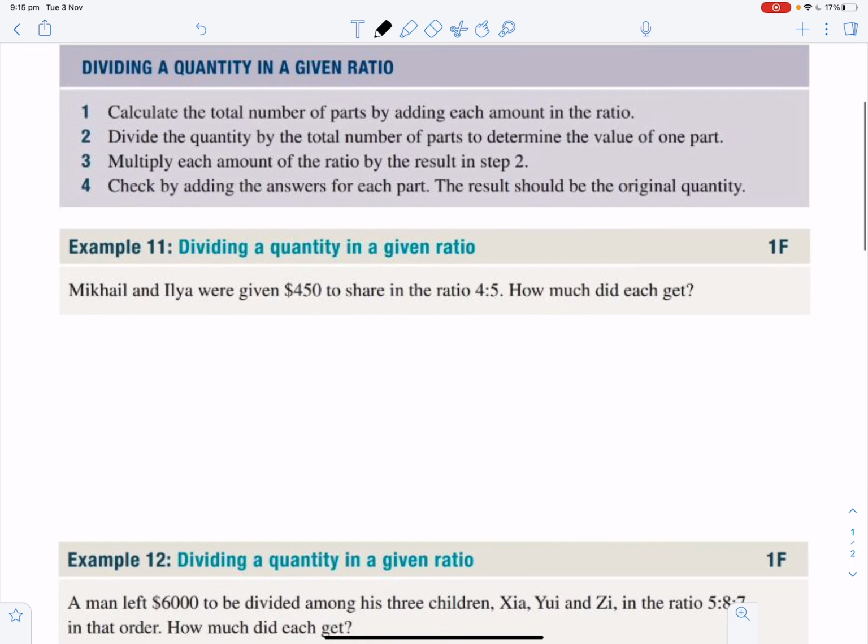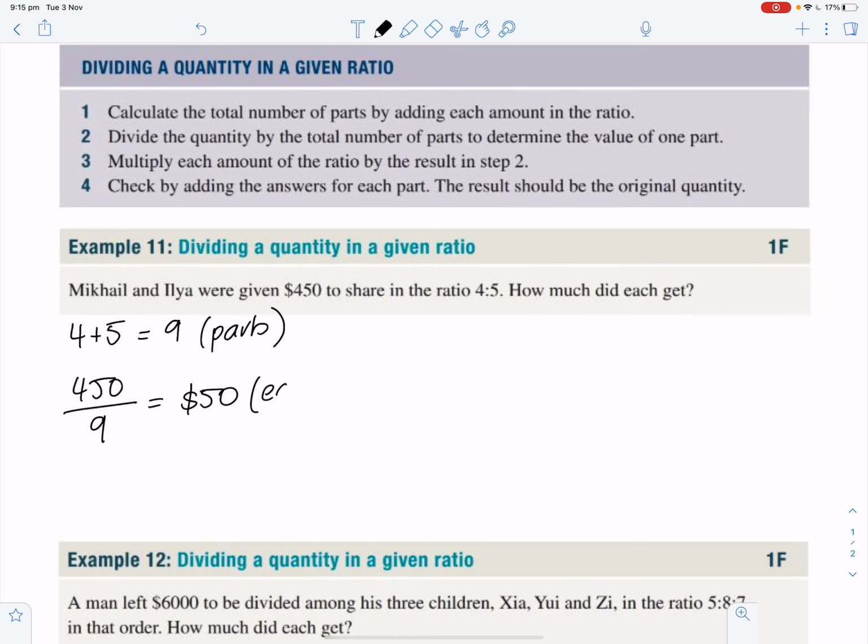Okay, so we're going to share it through the whole ratio, and the 450 represents both the 4 and the 5. So the first thing you need to do is work out how many parts that money needs to be broken into. So you add both numbers in your ratio, 4 plus 5, which gives you 9. So that's 9 parts. Then divide the total quantity, so 450 divided by 9, which is $50, and that's each part. So that's your second step.